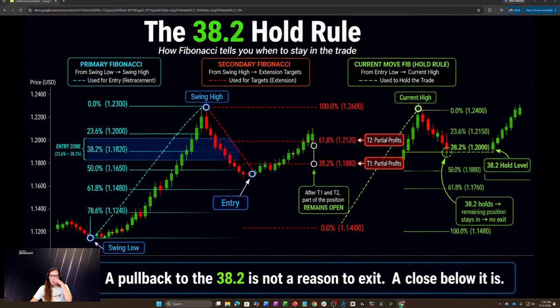Why is this the rule? Because in a healthy trending move, whether it's a swing trade on the daily chart or a day trade on a 15-minute chart, after the first leg of the move, price naturally pulls back to establish a new higher low before continuing. In a trending move, that new higher low tends to find support at or above the 38.2 retracement of the prior leg. If it holds there, the trend structure is intact, the move is still valid, and there is no reason to exit the remaining position.